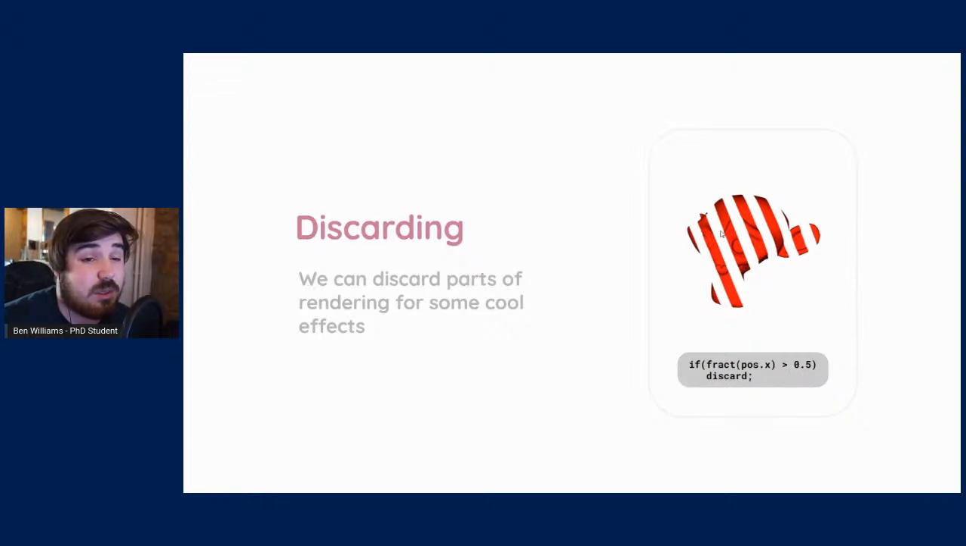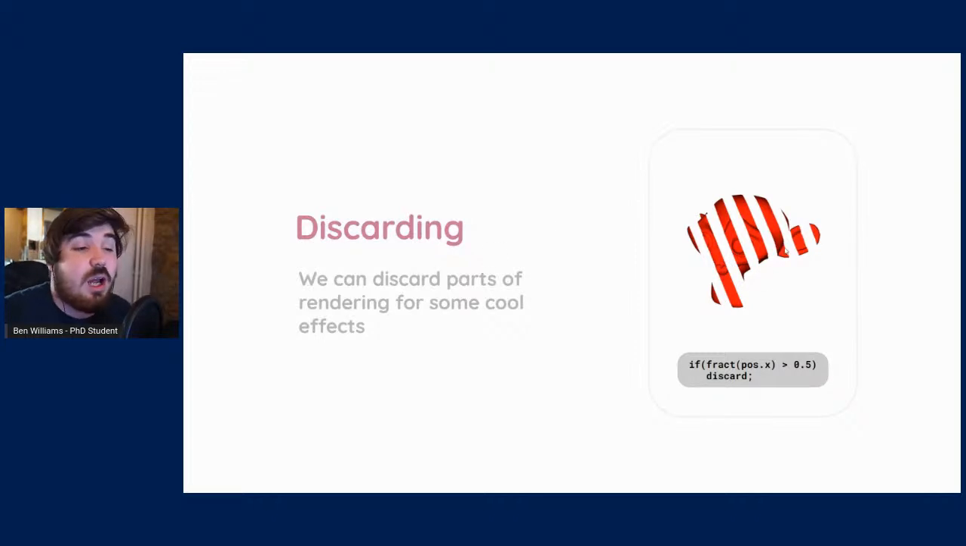So in this case, what we're doing is we're saying take the fractional position of the x position, and then just discard. So discard means don't render anything. Don't bother writing a pixel. So we can do some interesting stuff here. Maybe this is a loading effect, and you could turn this threshold from 0.0 to 1.0. So you could scale it and create some kind of loading effect.